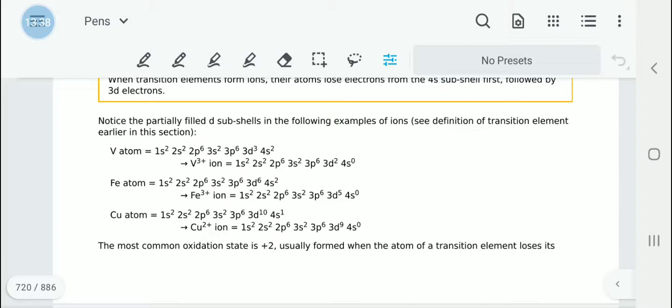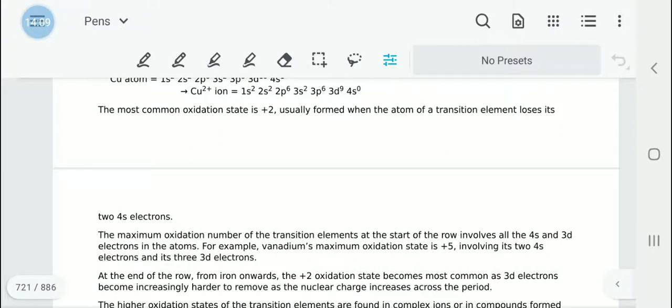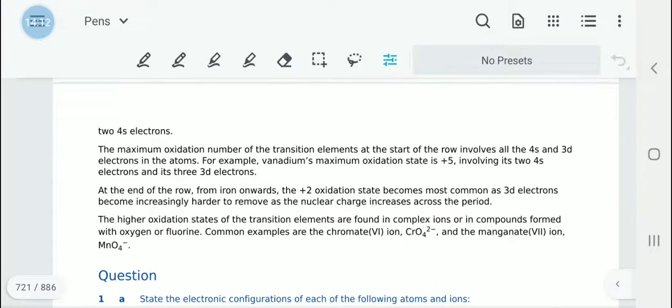Copper is 3d10, 4s1. As you can see, 3d is filled, but we are talking about the ion. Therefore, when the Cu2 plus ion is formed, 3d9 is going to be there, because the d subshell is incomplete. We can call that a transition element. In all of them, the most common oxidation state is going to be +2, when the atom loses the two 4s electrons.